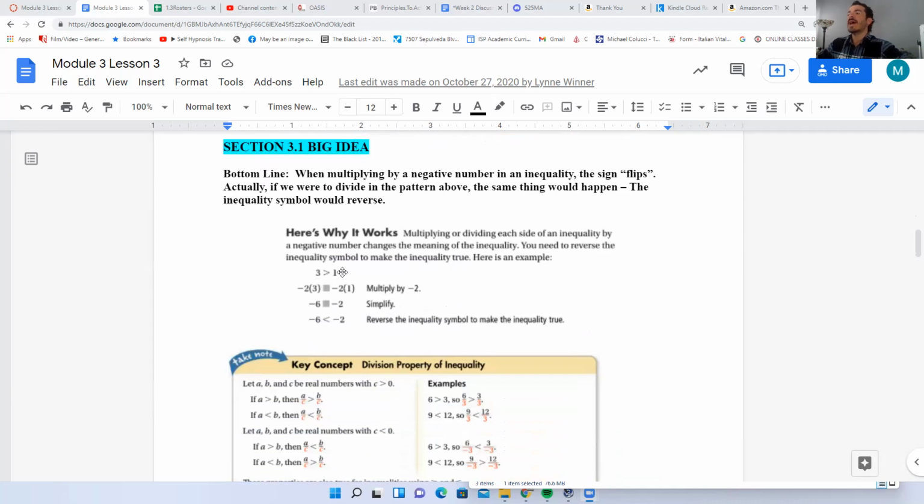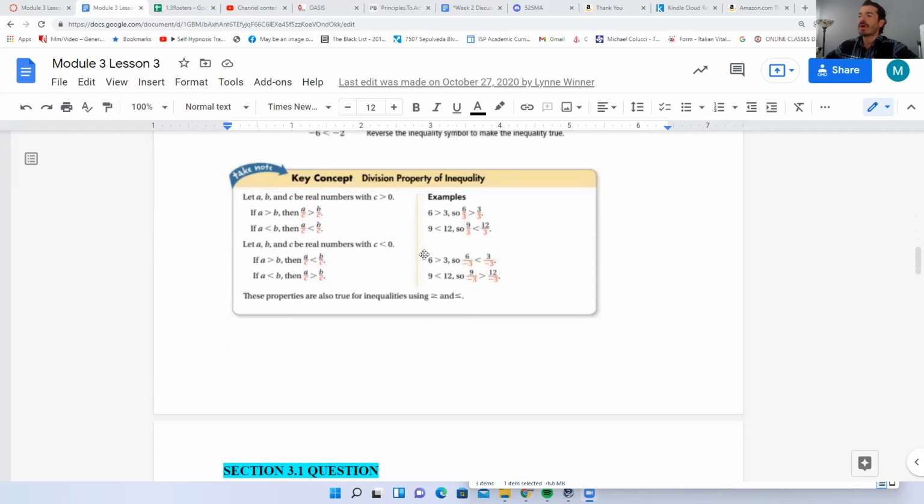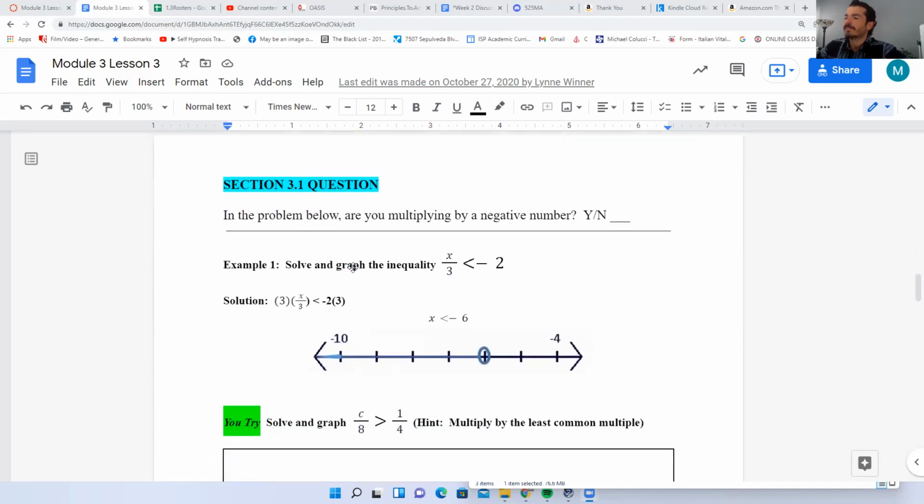Actually, if we were to divide in the pattern above, the same thing would happen. The inequality symbol would reverse. And here's kind of algebraically how the numbers move, the reasons why. I try to think about it visually on that number line. A division property is going to be the exact same thing. Doesn't matter the size of the negative number, even if it's -1, -1/2, whatever it is. If you're dividing or multiplying, the signs are going to switch.